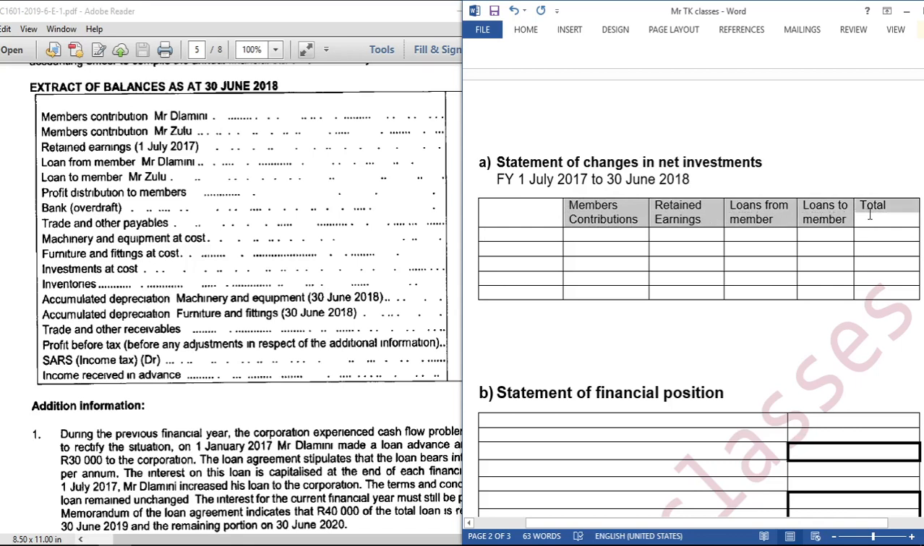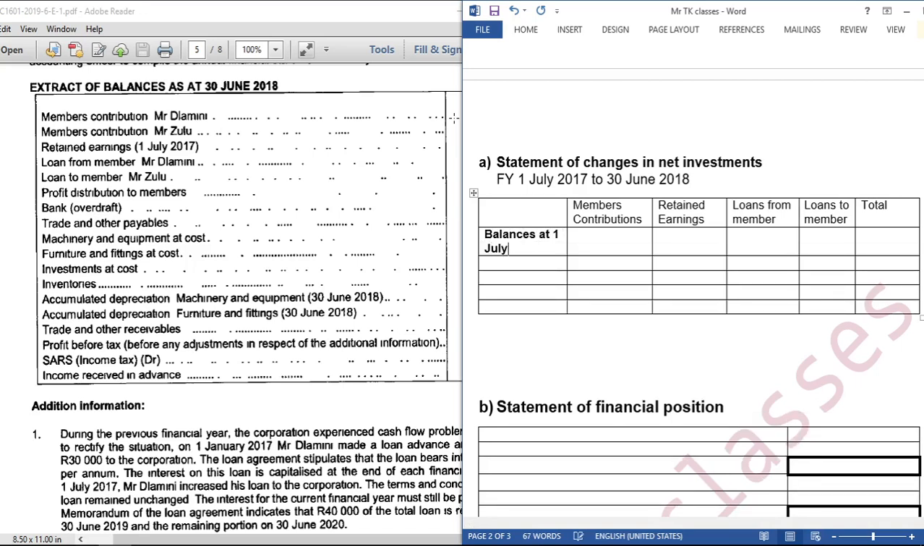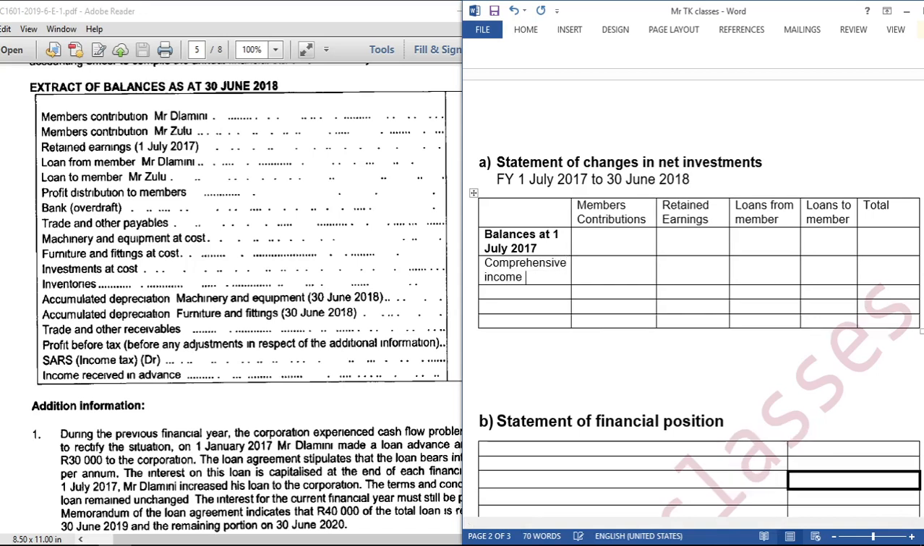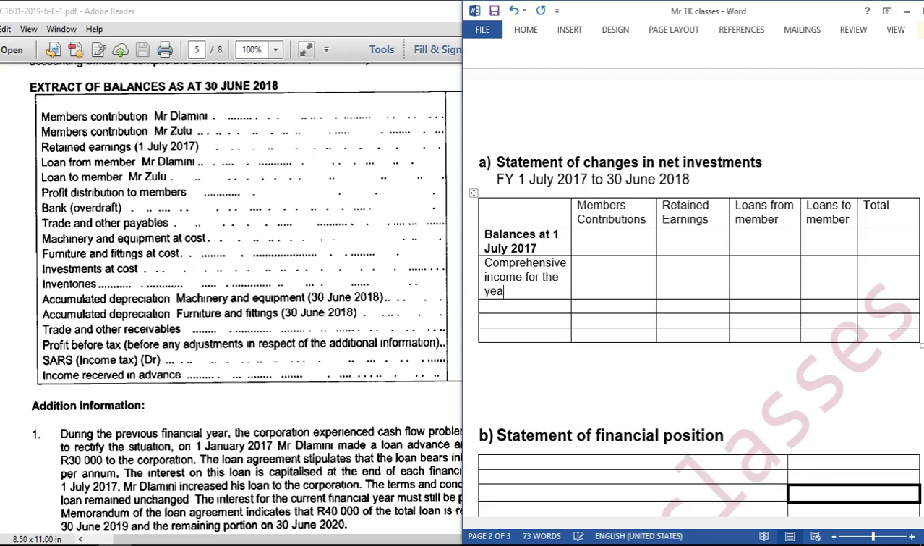So our statement of changes in net investments, we should have members' contributions, retained earnings, loans from member, loans to member in our total column. So we are going to have balances at the beginning. So this is balances at 1 July 2017, right? We are going to have balances at 1 July 2017. Then we are going to have our comprehensive income for the year.